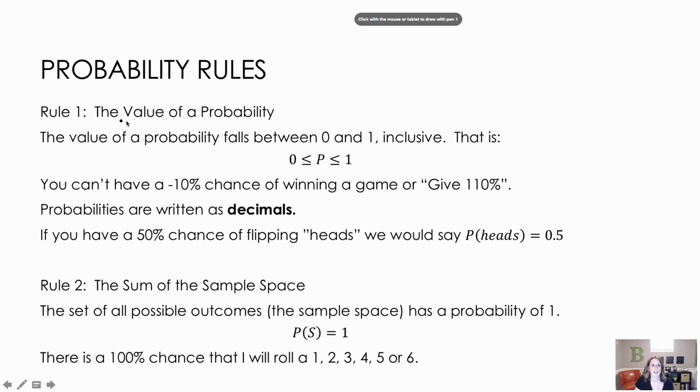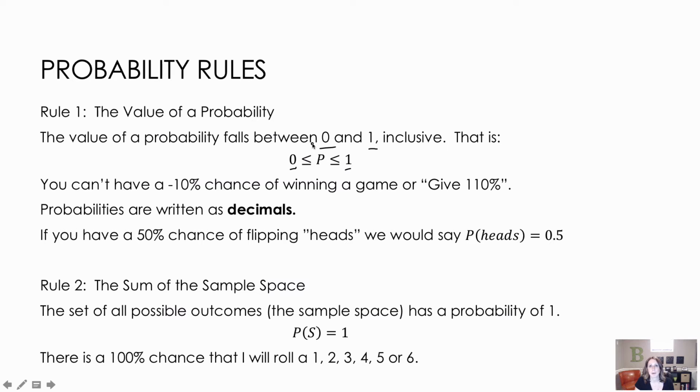So rule number one is the value of a probability. Probability is the chance of something occurring. So that falls between 0 and 1. If you get a probability of 0, that means it certainly will not occur. If you get a probability of 1, that means it certainly will occur. So notice the way that I've written it. That just means 0 is less than or equal to the probability is less than or equal to 1.